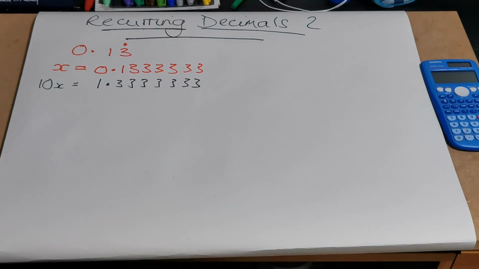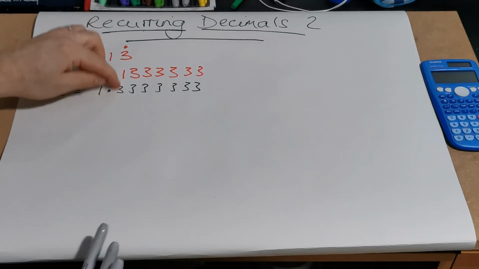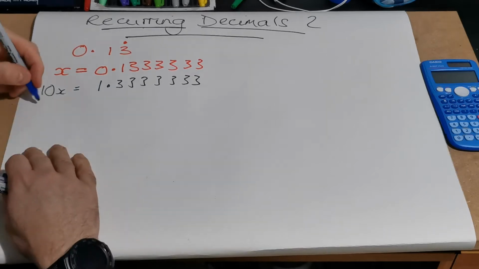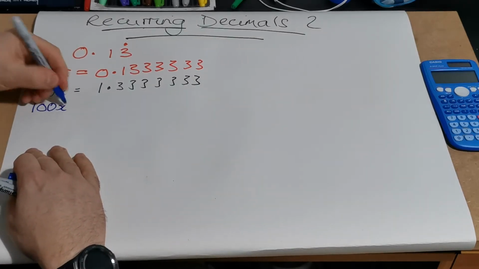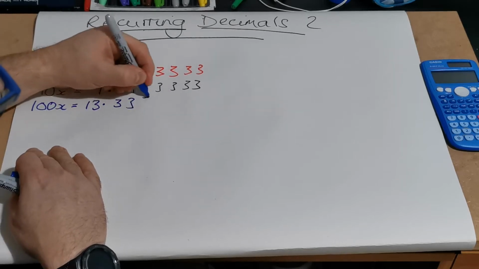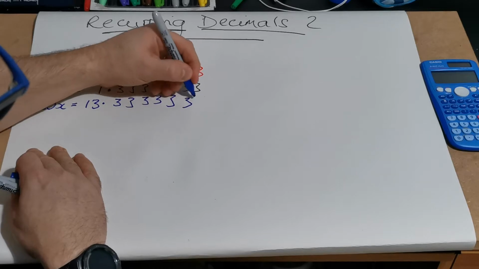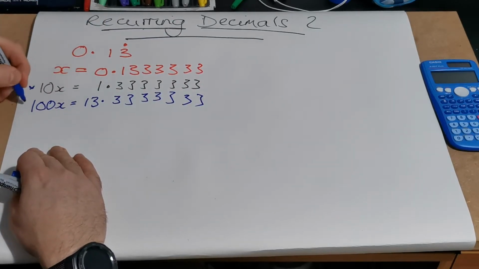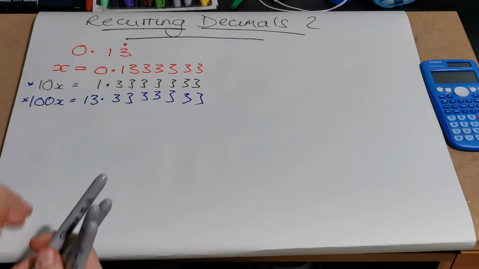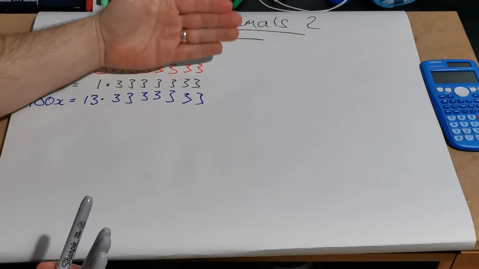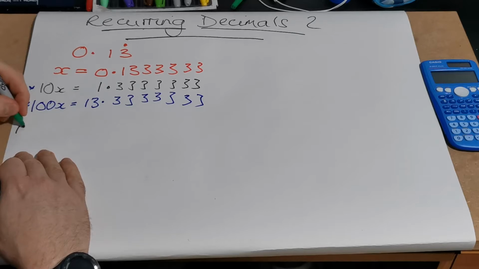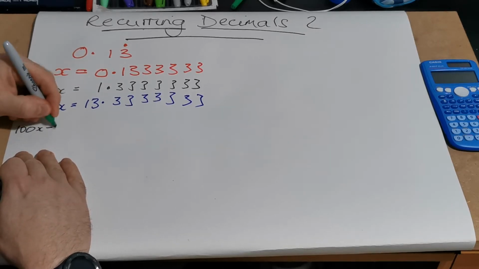Now, when we look at that one, we haven't got the same decimals, so we can't subtract them because they're not the same. There's a 1 and a 3 there. But if I looked at 100x, and I got 13.3 recurring, you can see that between the 100x and the 10x ones, there are the same decimals. So if I subtract those two, all those decimal places will disappear. So I've got 100x take away 10x.